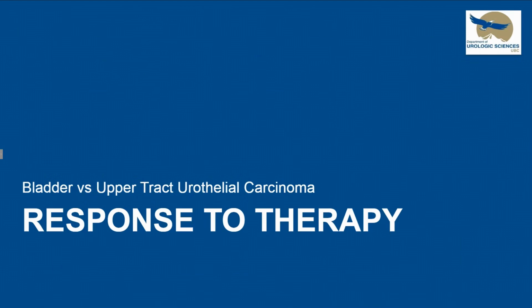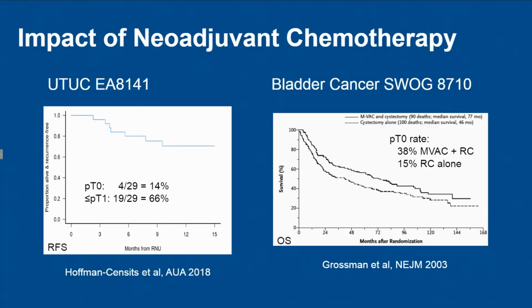How does this impact response to therapy? Well, neoadjuvant chemotherapy is a very important question. We know that it works in bladder, as seen from the SWOG trial on the right here, but how does it work for upper tract? We tend to extrapolate from bladder and assume it's going to work in upper tract.